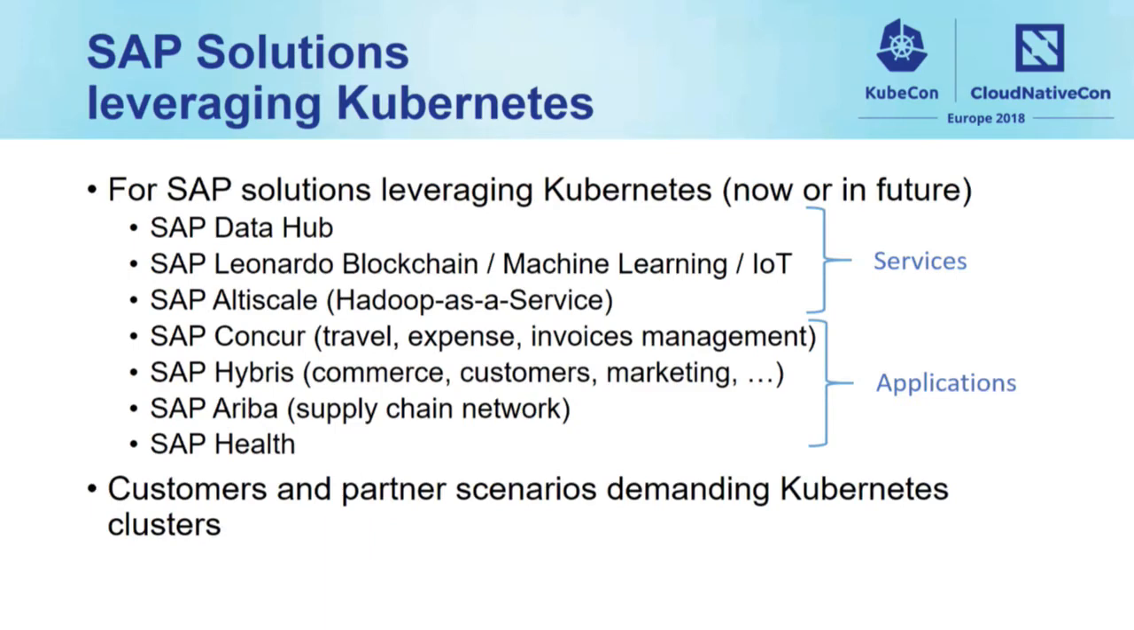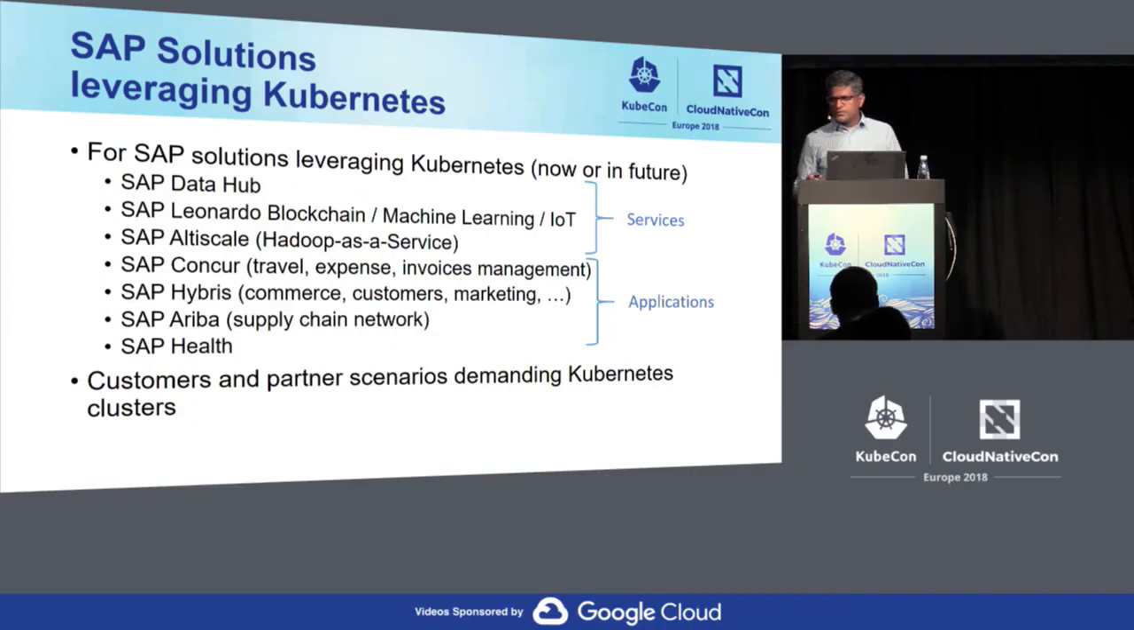So I think these few examples give you a flavor of different projects with different SAP solutions using Kubernetes today: SAP Data Hub as a quasi-platform, machine learning, blockchain as backing services, SAP Concur as another example. We have colleagues from other teams here as well, SAP Hybris. They have been using Kubernetes for quite some time as well. So here is a list of a few of the projects. Some are services, some are applications. And there are obviously projects from our customers and partners who have very similar requirements.